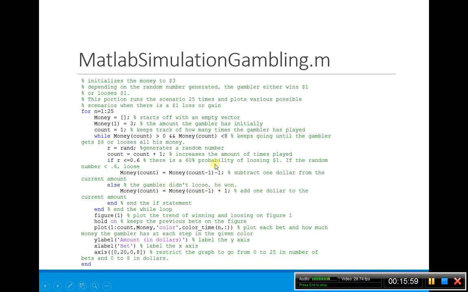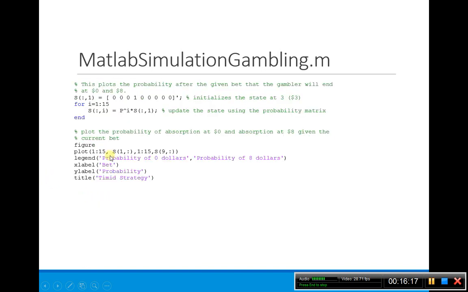In the bold strategy, you would go down by however much you already have. So you would go down by this entire amount. So if you lose, you're basically going to be at $0, and if you didn't lose, then you're going to be up by however much you bet. So this just plots my different strategies, and then I also plot the probability that after a given bet I'm more likely to be at 0 or more likely to be at $8.